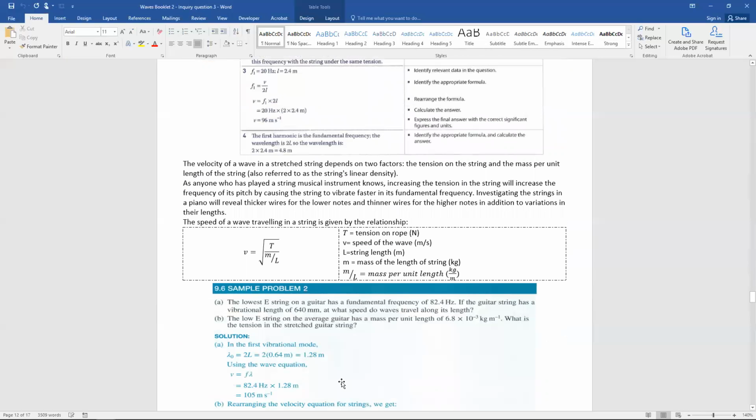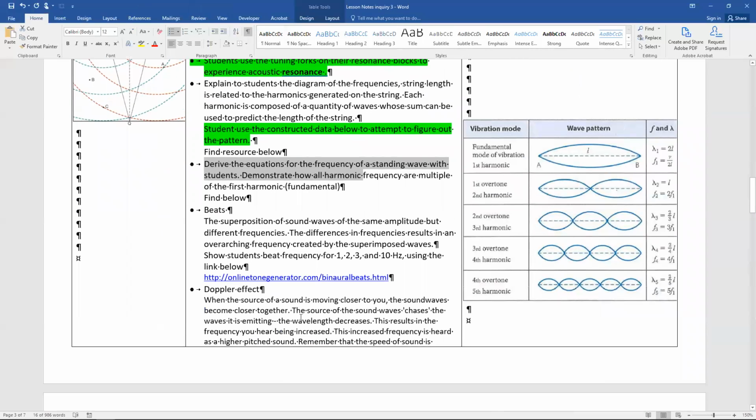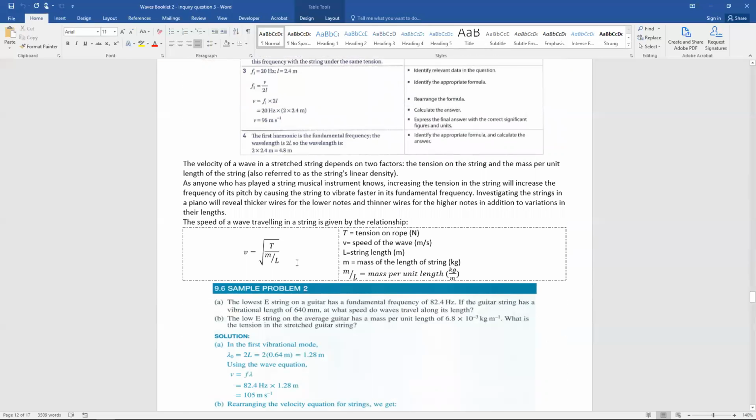This is where we're starting today. Okay, we derived that. Good. We haven't got that here. That's all right. Now this is the speed of a wave on a string.